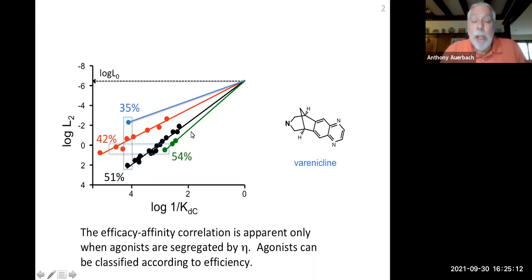So it's only when you have a lot of data that you see these correlations that exist between families of agonists. Agonists can be classified according to efficiency. When an agonist is an agonist, it's an agonist? No. You have to understand that your different agonists belong to different families, and that's when you see the correlation between affinity and efficacy.